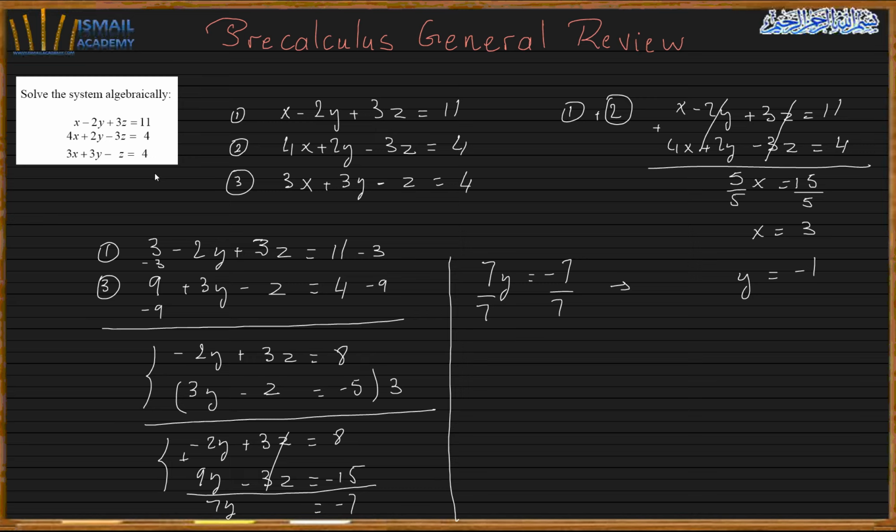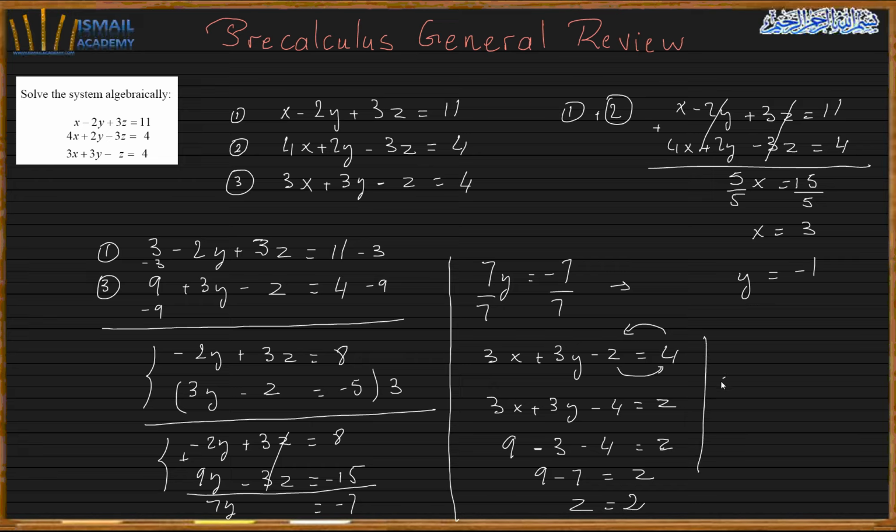So what to do next? I pick the third equation, it's easier to get my z. So you see, I choose the one that gets me the answer more easily. So 3x plus 3y minus z equals 4. If I switch this one here and move this one there, I get 3x plus 3y minus 4 equals z. It's like I'm adding z and subtracting 4. Now I just substitute those here. So I've got 3 times 3 is 9, minus 3, minus 4 equals z. So 9 minus 7 equals z. This means z is equal to 2. So my solution is x, y, z equals 3, minus 1, and 2.